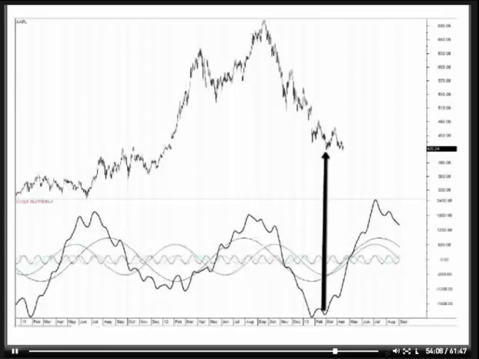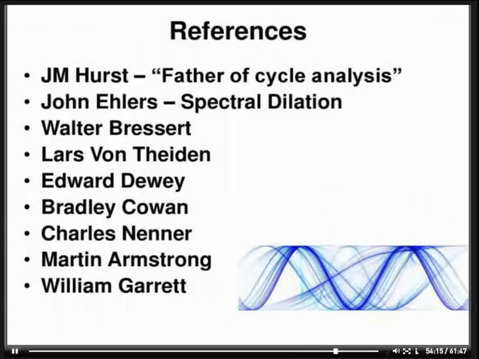What books do you recommend? Well, I recommend all the books by the previous authors that we looked at. Let's see if I can go back. Any one of these authors is definitely interesting. My favorites are by Lars, and these are must-reads by J.M. Hurst. And I believe that William Garrett's Torque Cycles is a very interesting book as well. So I actually say all of these are sort of mandatory if you're looking at ways to enhance your cycle analysis understanding.